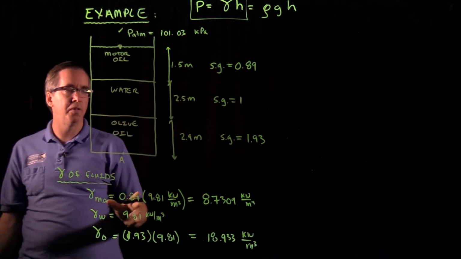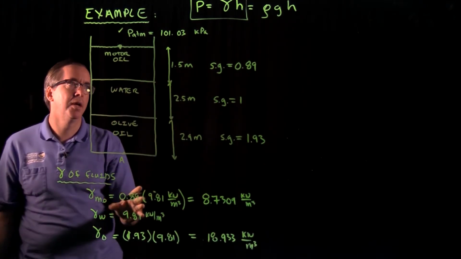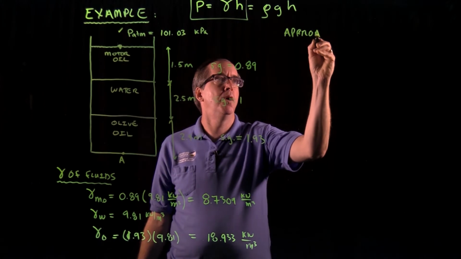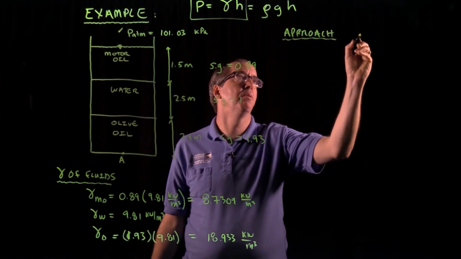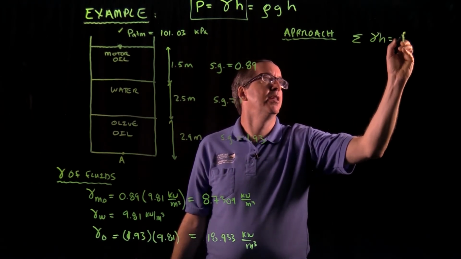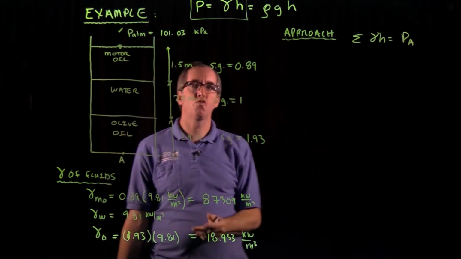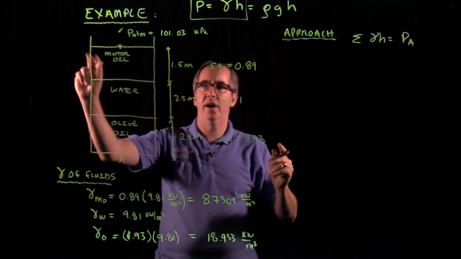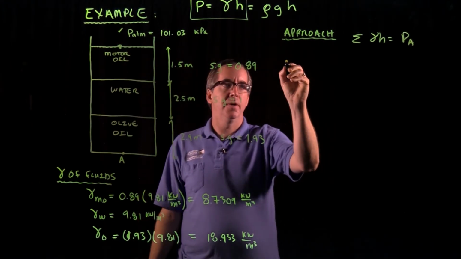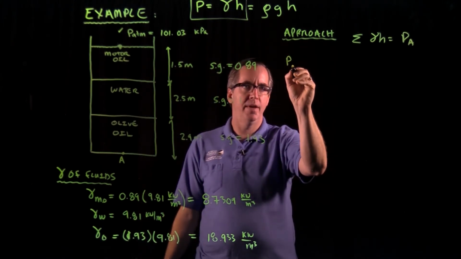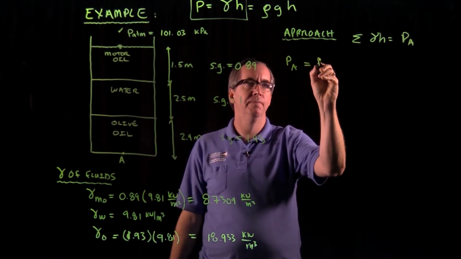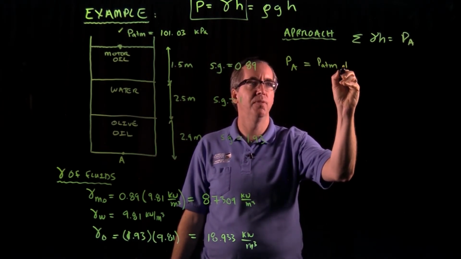So now I know the specific weights for all three of these liquids, and our approach will be basically to sum up all these pressure terms. So we'll go through and sum up all the gammas times h to get the pressure at point A. I start at the very top here, where I have atmospheric pressure. So we're going to write an equation. We'll say P of A is equal to, let's go with our atmospheric pressure. I'm just going to keep things in generic terms first before we substitute.